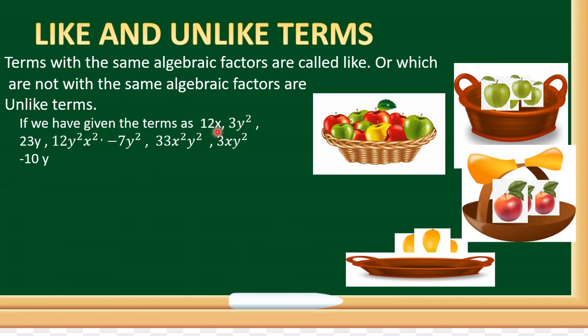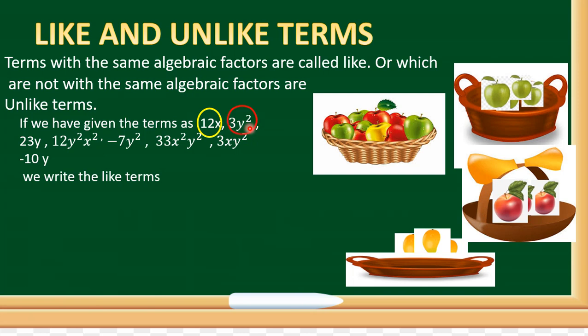Suppose we are given the terms 12x, 3y square, 23y, 12y square x square, minus 7y square, 33x square y square, 3xy square, minus 10y. We can separate them as follows. Take the first term, 12x. Now we have to search: is there any term having the variable x and no other variable with it? No. So here 12x is the only single term.